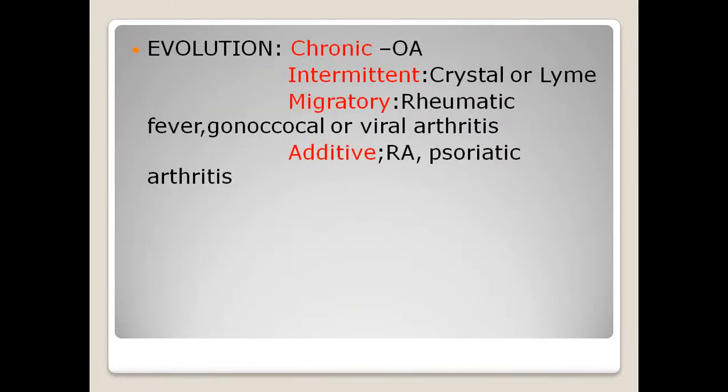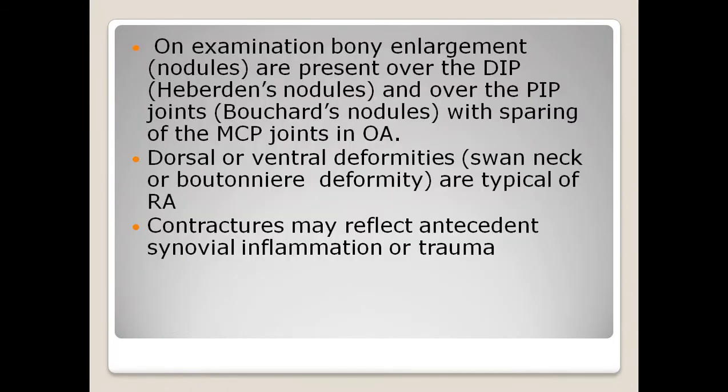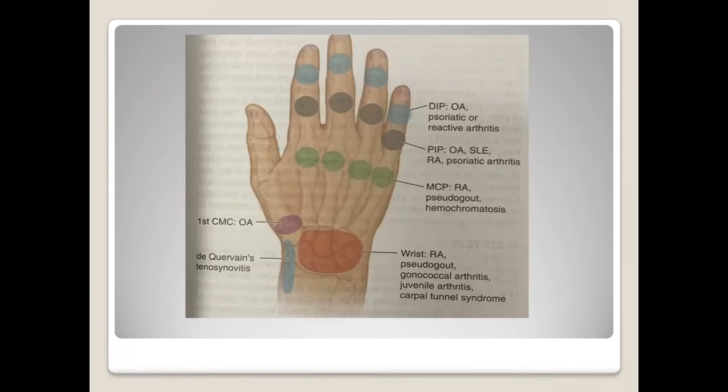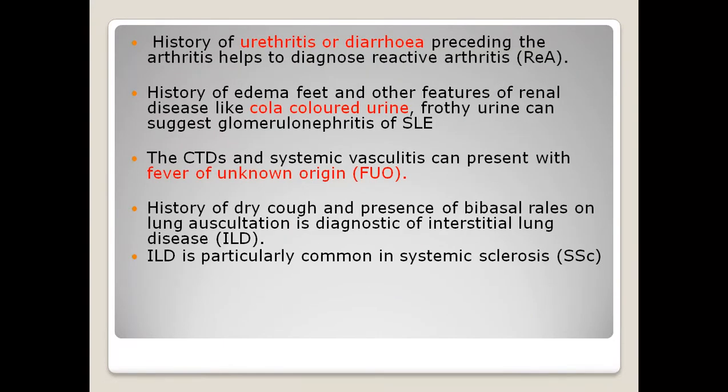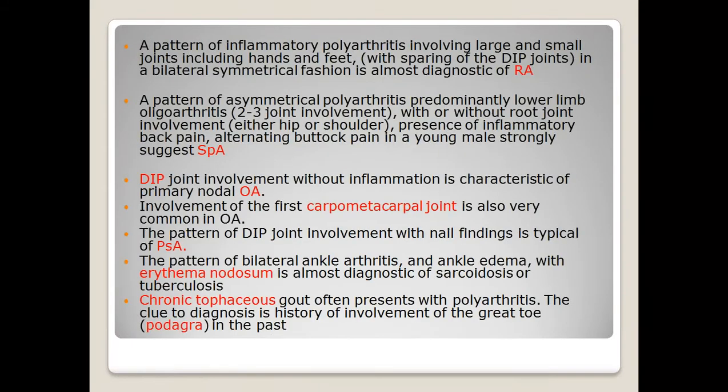A pattern of inflammatory polyarthritis involving large and small joints, including hands and feet, with sparing of the DIP, that is the distal interphalangeal joint. I'll show you the diagram in the next slides. Just here it is. See, this is the distal interphalangeal joint. You may be knowing it. And this is the proximal interphalangeal joint. When the distal interphalangeal joint is spared, and the remaining all are involved, then you can see rheumatoid arthritis, most commonly involving the MCP.